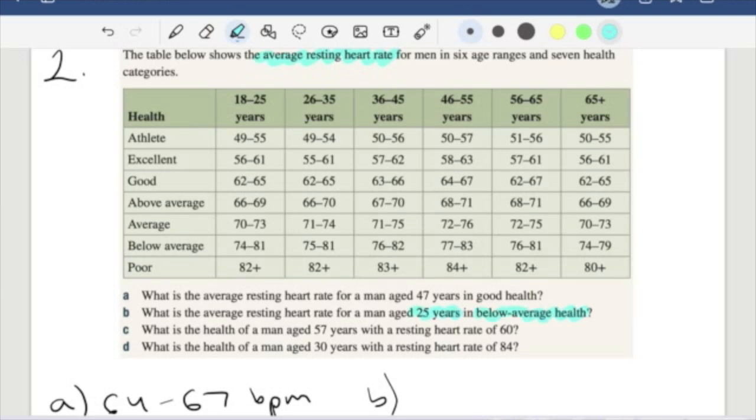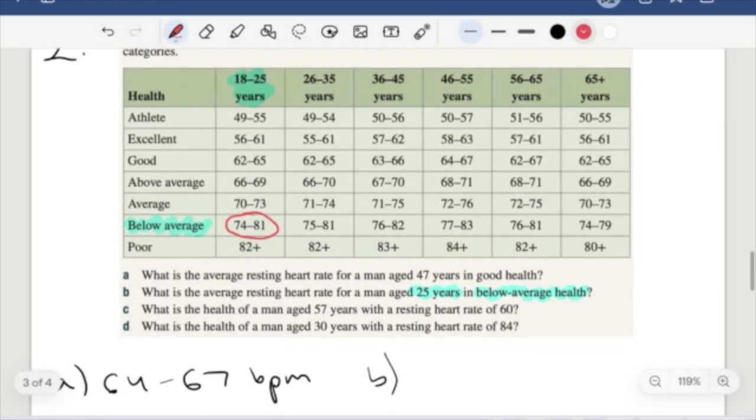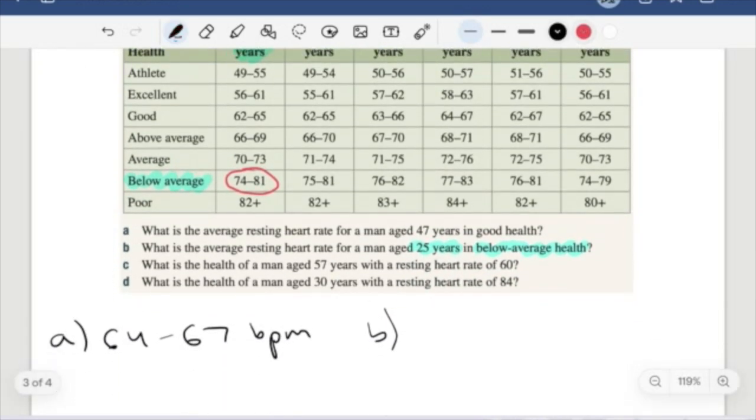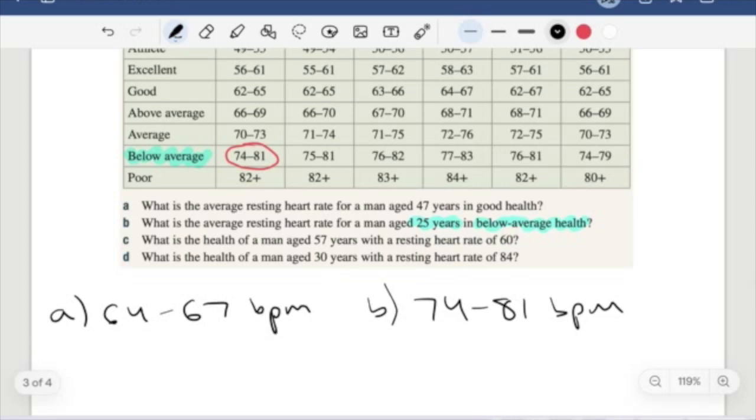So we're going to find 25 years lies in this age range from 18 to 25 years, and below average health is down here. And like we did in the previous example, we just find the relevant section of this table that lines up with this column and row. So we're given here that the average resting heart rate is going to be 74 to 81 beats per minute, because heart rate is always measured in beats per minute.